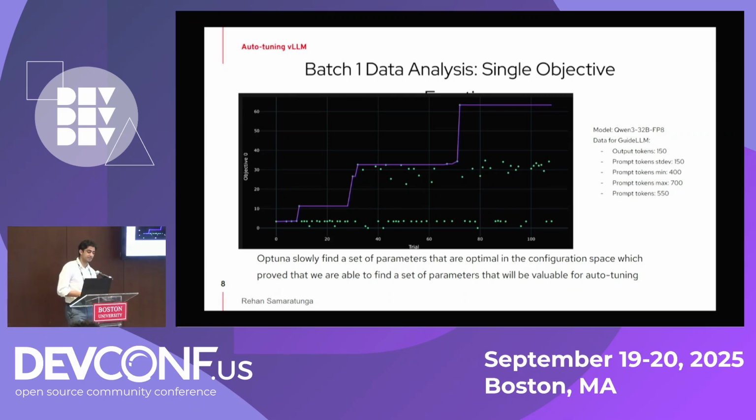It slowly found the set of parameters that gave you those optimal configurations. And so this kind of proved that Optuna can find those optimal set of values. However, this value was not near the baseline value. Baseline was still a bit higher.